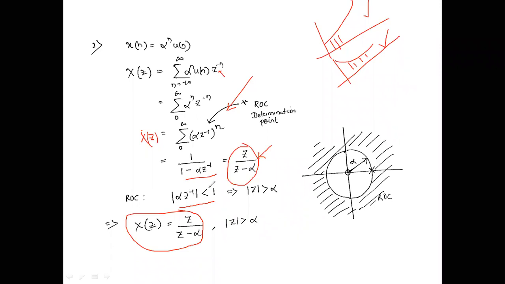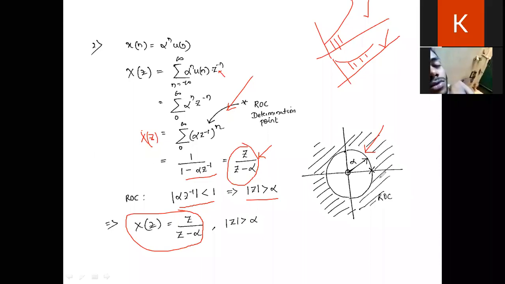So alpha z to the power minus 1 is less than 1, which says that magnitude of z is greater than alpha. For all magnitude z greater than alpha, X of z is finite. So hence we get the z transform. Just like the Laplace, the z transform is represented by a circle of a certain radius, with this particular radius.